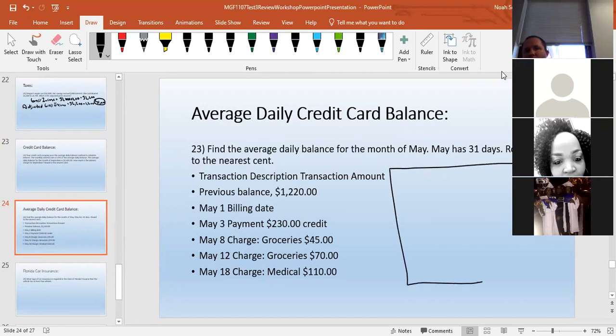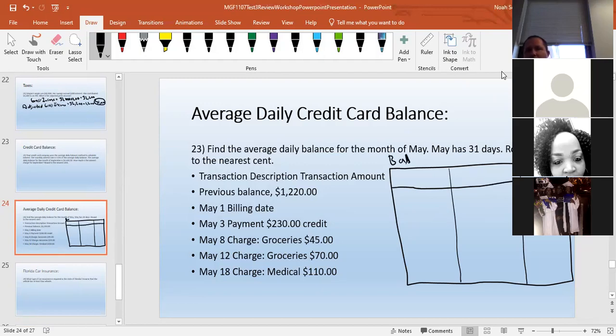We're going to make a table with 3 columns. We need to figure out our balance in each of those. So we got a balance column, we got a number of days column, and we got a total column.